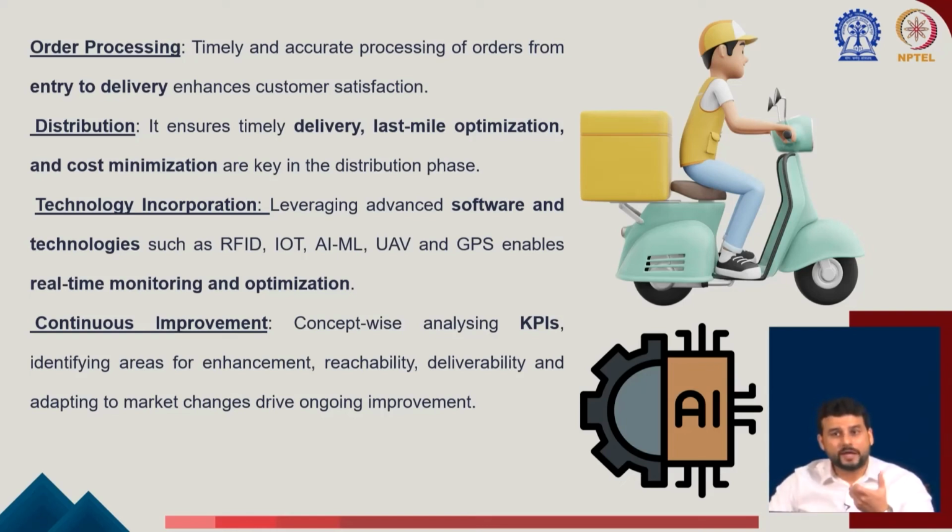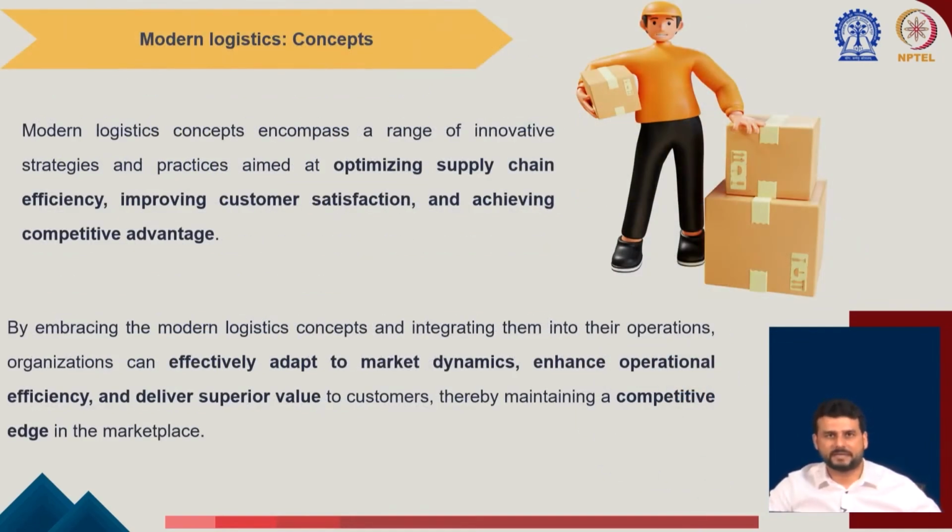So I talked about UAVs, unmanned aerial vehicles, where you can deliver your packets through airspace, and within 30 minutes that is possible using this, and then GPS enabled services to monitor the movement of your goods through the network. So continuous improvement, obviously when we talk about all these parameters, elements, factors, we will develop some KPIs, and then we can identify those KPIs and we will work on those KPIs.